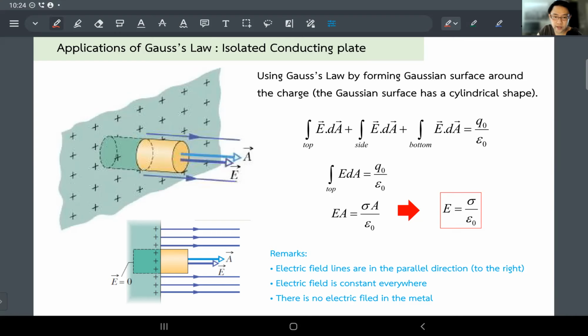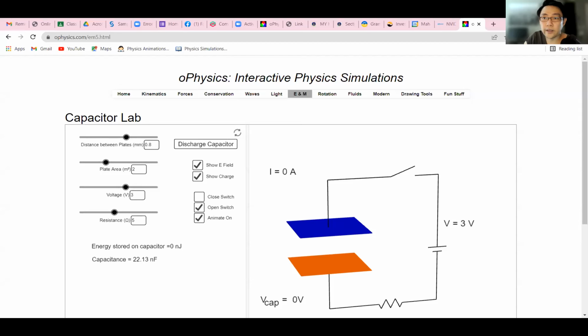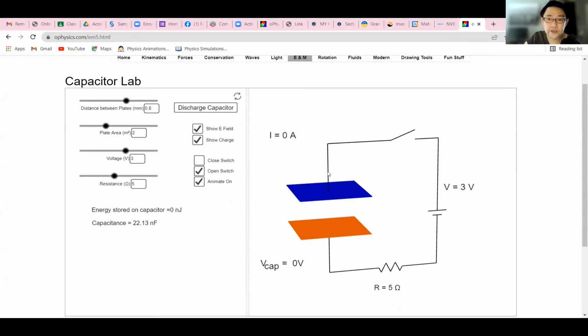Okay, let me share the screen here. All right, here we go. Where is my screen? There you go. So you can see over here that this will give you some simulation for fun.